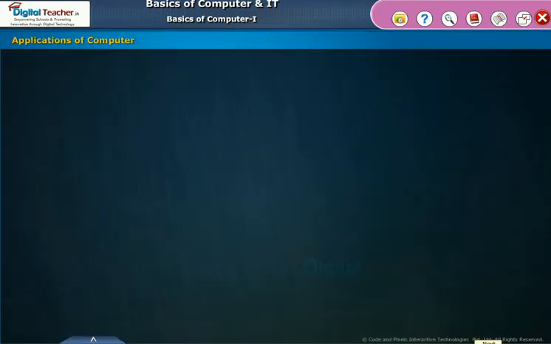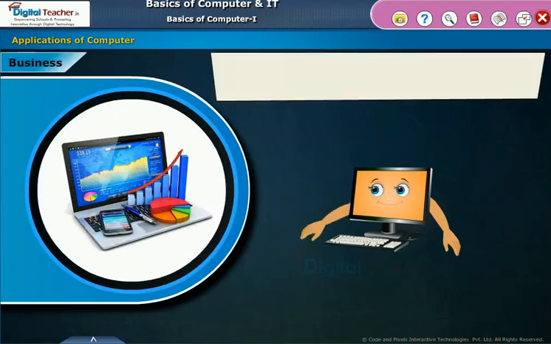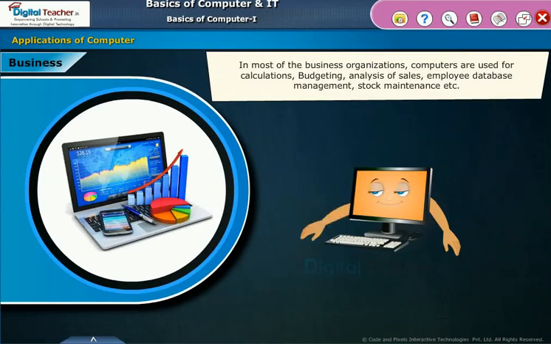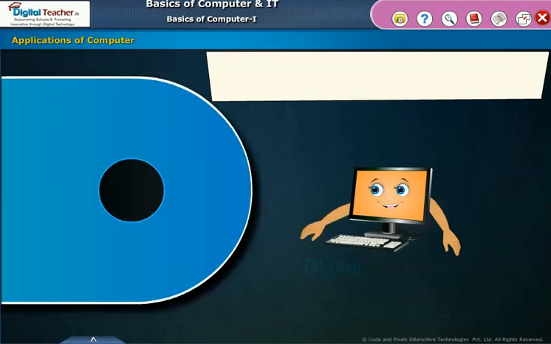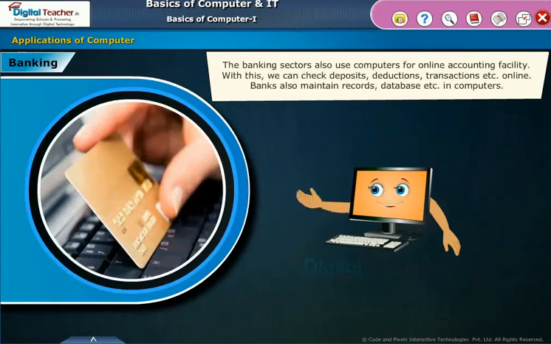Applications of computer. Business. In most of the business organizations, computers are used for calculations, budgeting, analysis of sales, employee database management, stock maintenance, etc. Banking. The banking sectors also use computers for online accounting facility. With this, we can check deposits, deductions, transactions, etc. online. Banks also maintain records, database, etc. in computers.